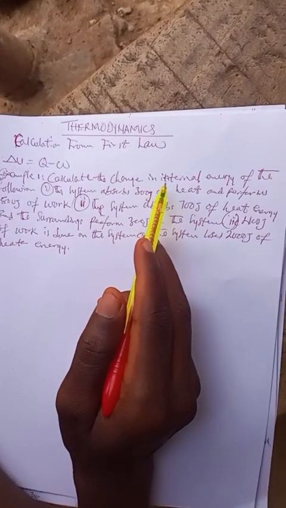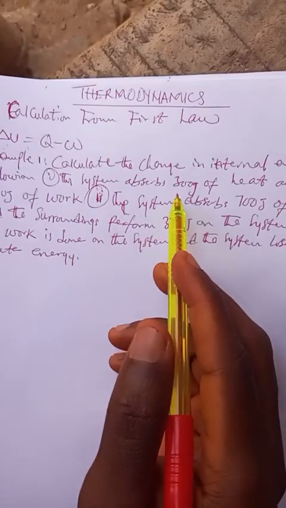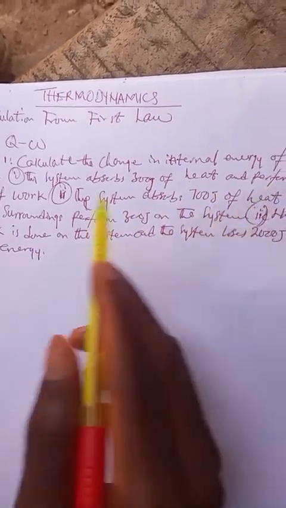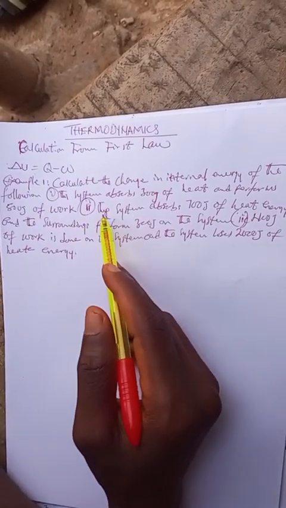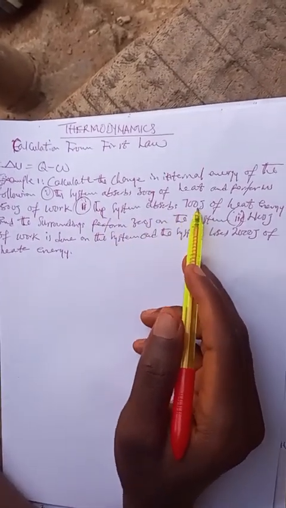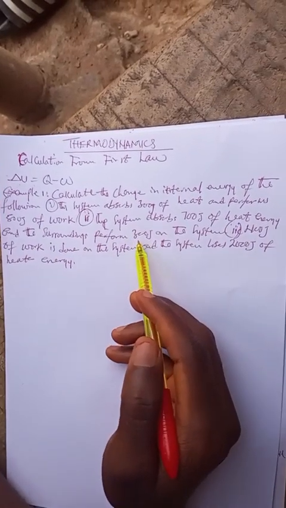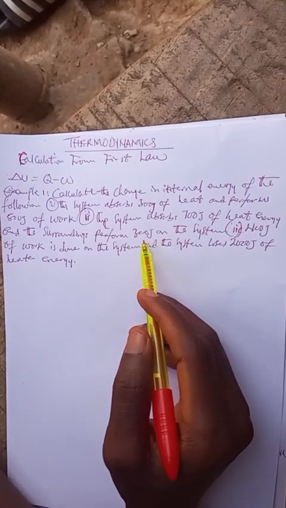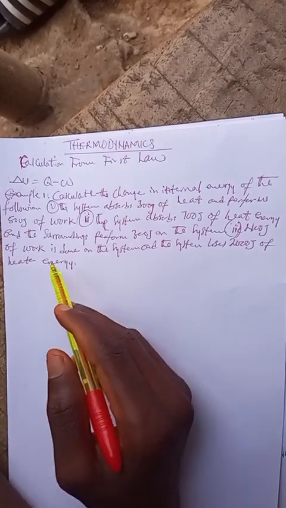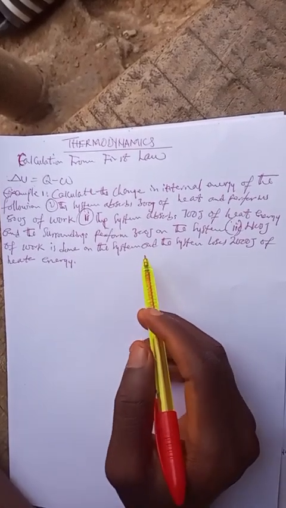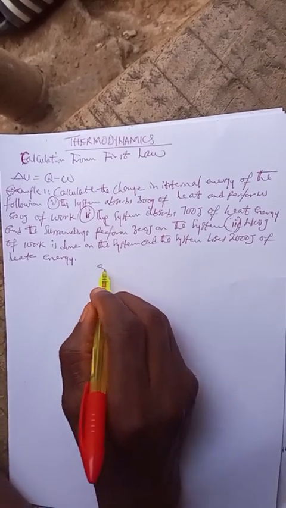Calculate the change in internal energy of the following. 1. The system absorbs 300 joules of heat and performs 500 joules of work. 2. The system absorbs 700 joules of heat energy and the surrounding performs 300 joules of work on the system. 3. 400 joules of work is done on the system, and the system loses 200 joules of heat energy. Now, let's solve this.